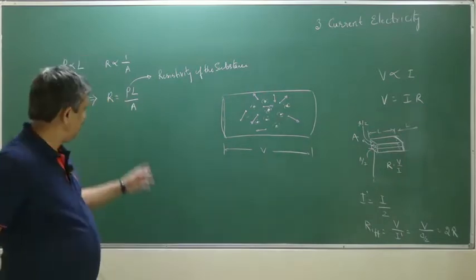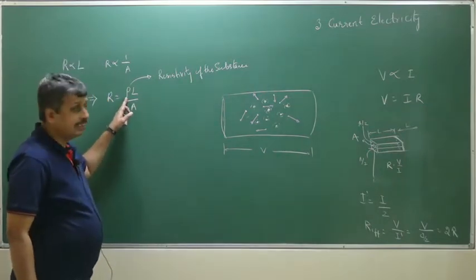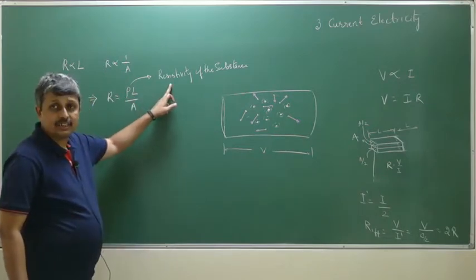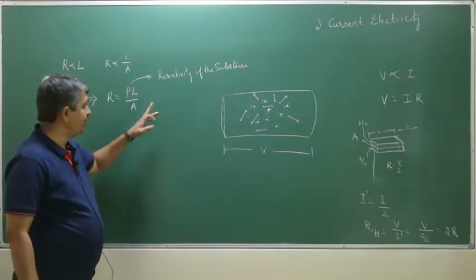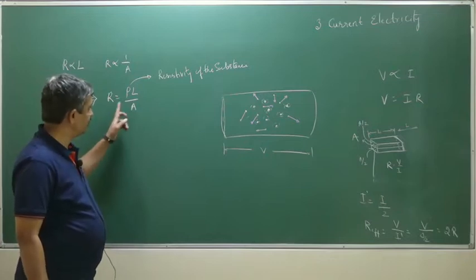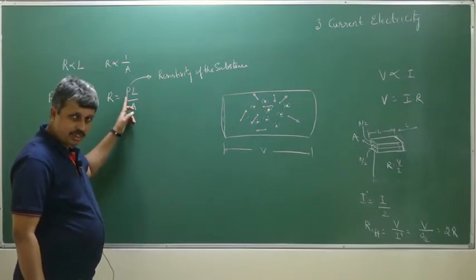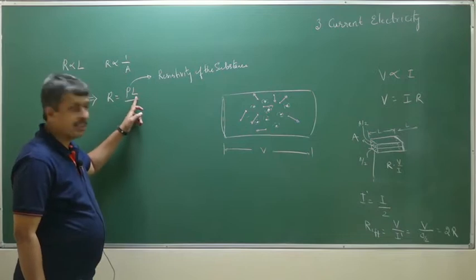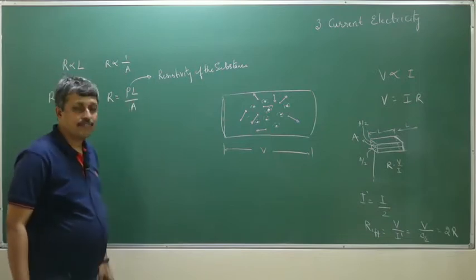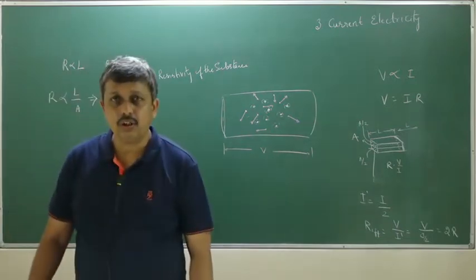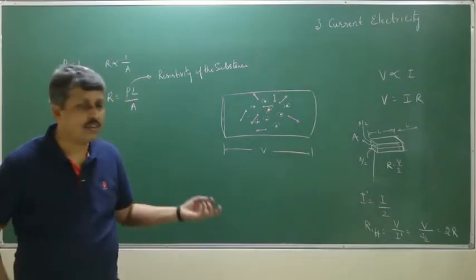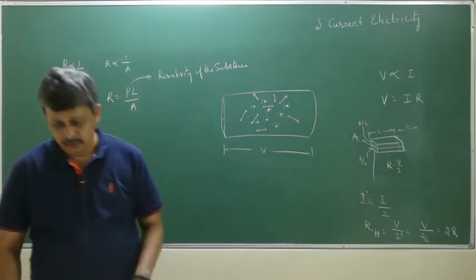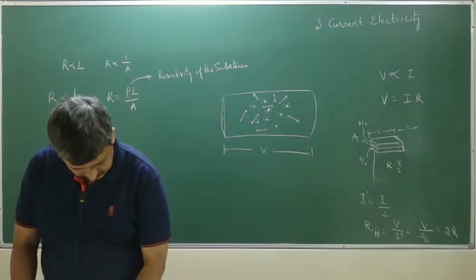So now in this case you can see that this rho is actually the resistivity of the substance, which is independent of A and L, whereas resistance is dependent on the nature of the conductor, which is rho, the length of the conductor, and the area of cross section of the conductor. So given these values, one can easily compute the resistance of a conductor.